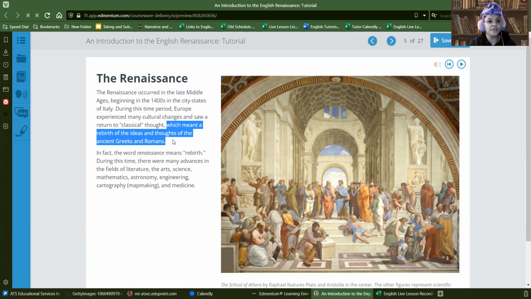So they give you the definition of the word Renaissance. It means rebirth. During this time, there were many advances in the fields of literature, the arts, science, mathematics, astronomy, engineering, cartography, which is the official word for map making, and medicine. So pretty much, this was more of a thinking sort of age, which is probably the influence of the classical thought. And they're going to go into a little more detail about how that played out in the next slides.